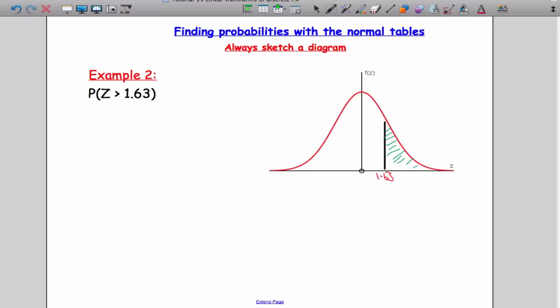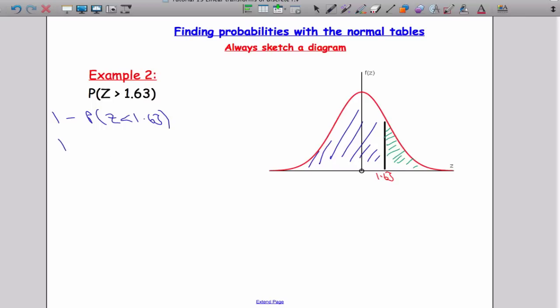So I need to use symmetry. Sorry, not symmetry, I need to use the fact that the total area under the curve is 1. So I'm going to work out the probability that Z is less than 1.63, and then if I subtract that from 1, I get my answer here for this area. So I'm going to work out this, and I'm going to subtract it from 1.